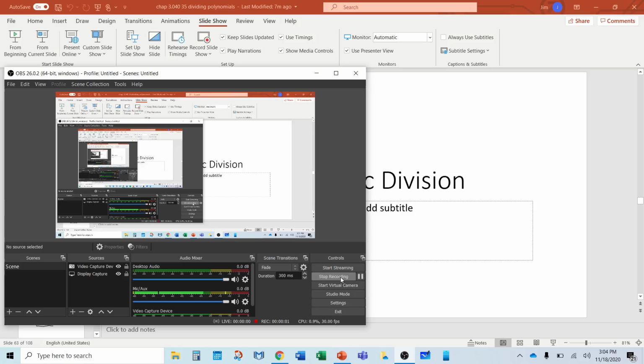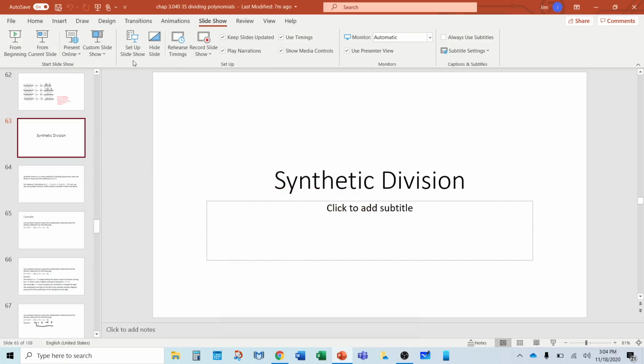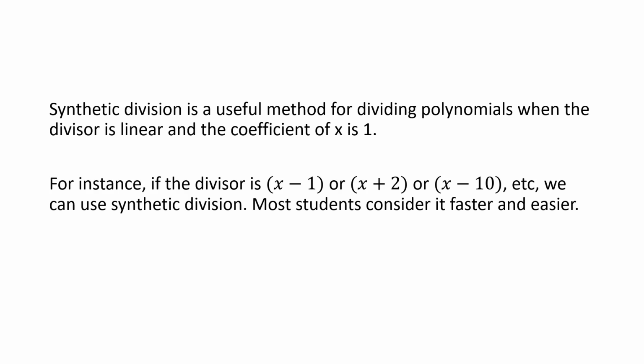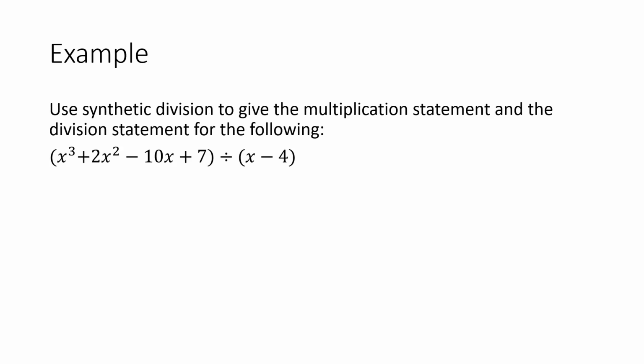In this video, we're going to talk about how to divide polynomials using synthetic division. Synthetic division is a useful method for dividing polynomials when the divisor is linear and the coefficient of x is 1. For instance, if the divisor is x minus 1 or x plus 2 or x minus 10, etc., we can use synthetic division. Most students consider it faster and easier when you can use it.